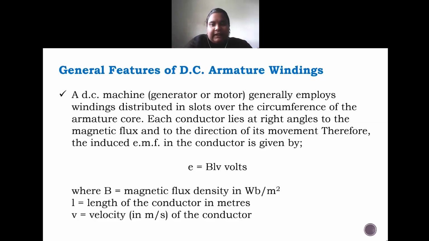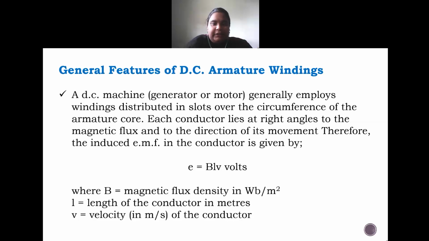Each conductor lies at right angles to the magnetic flux and to the direction of its movement. Therefore, the induced EMF in the conductor is given by, in normal circumstances, E equals BLV sin theta. He is saying that these conductors are placed at 90 degrees to the magnetic flux as well as the direction of movement. So theta is 90 degrees here, and sin theta equals 1.